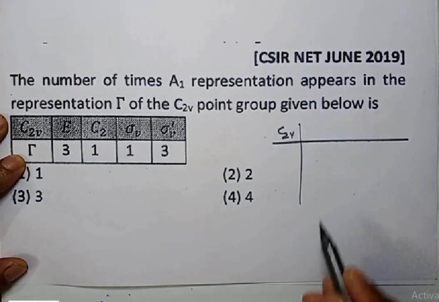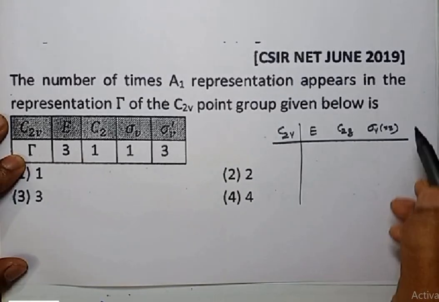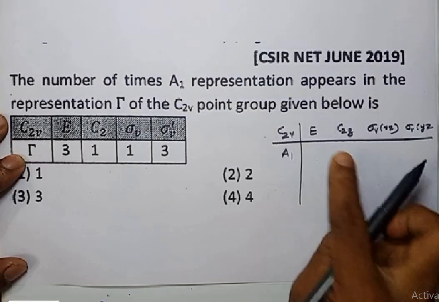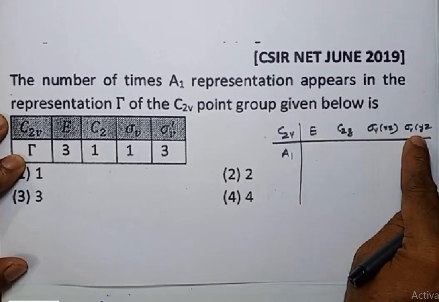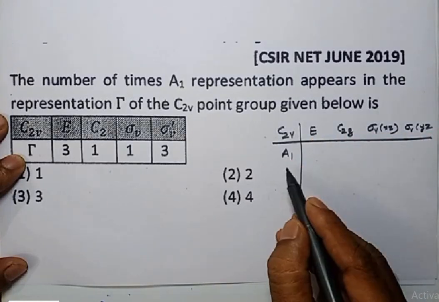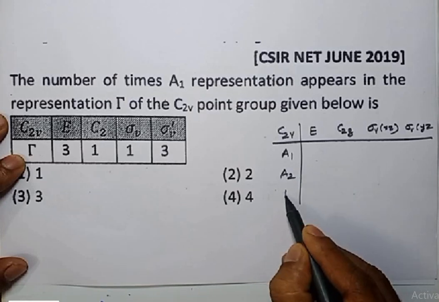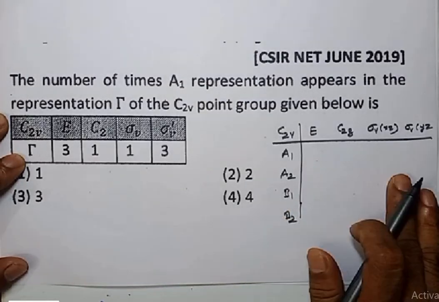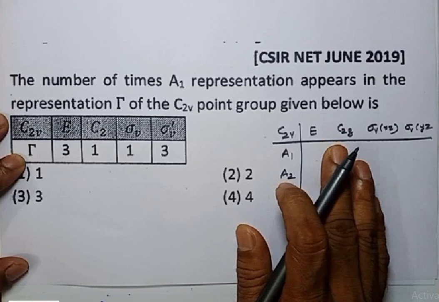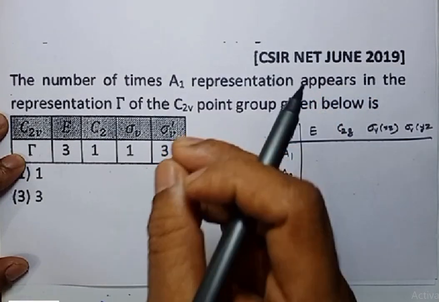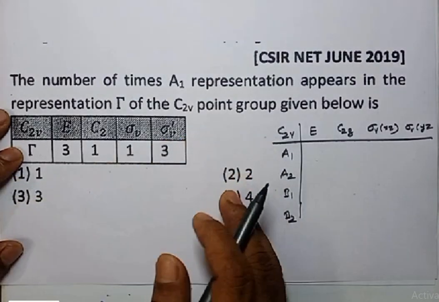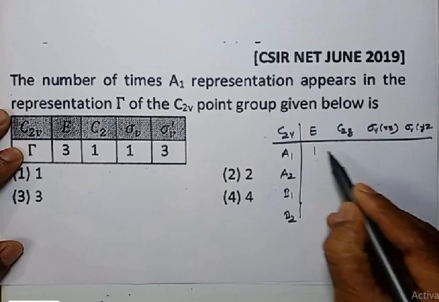It has the identity operation, C2Z, sigma vertical XZ, then sigma vertical YZ. Observe carefully. It has four classes, 1, 2, 3, 4 classes. Therefore, there should be 4 irreducible representations. What are they? A1, A2, B1, B2. There are 4 irreducible representations. What are the characters of the irreducible representations? For C2V, the character table is not necessary at all. It is easy to write. How? In the first row you put 1, 1, 1.